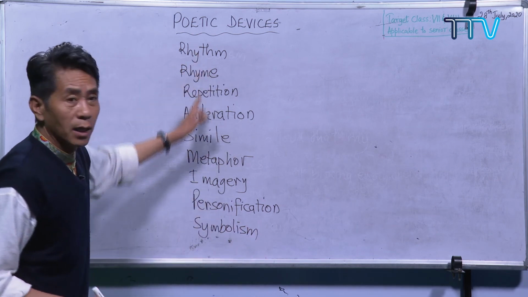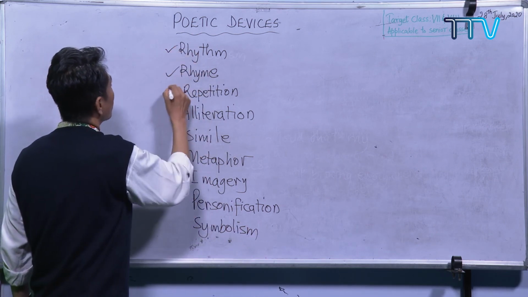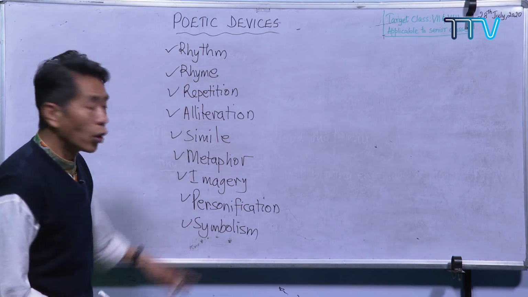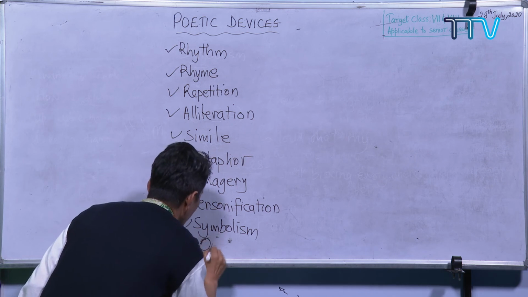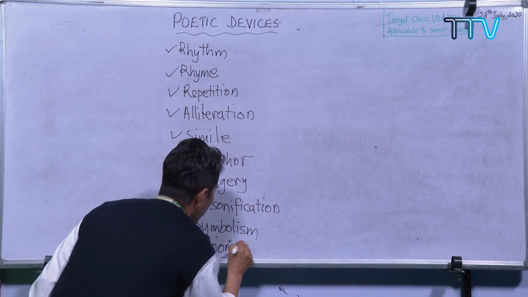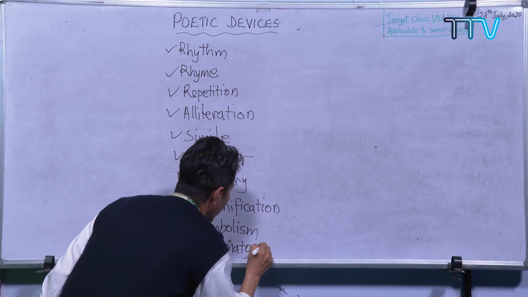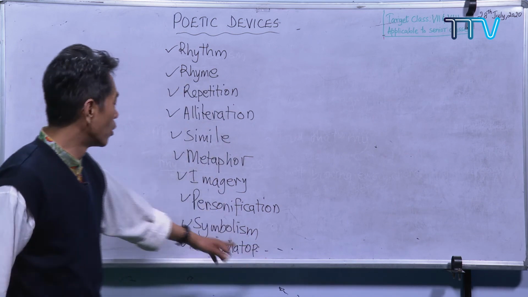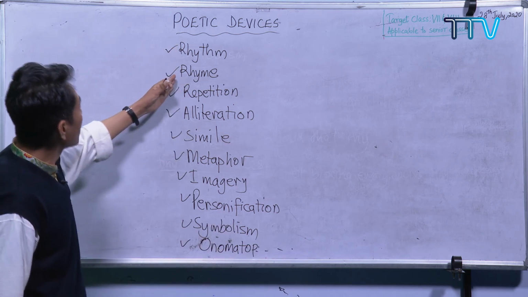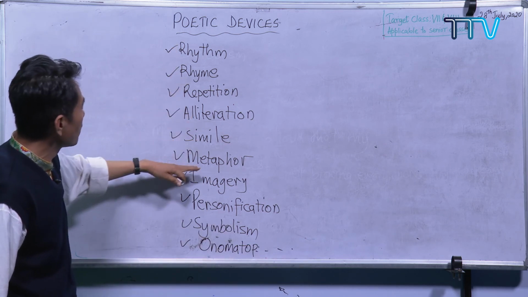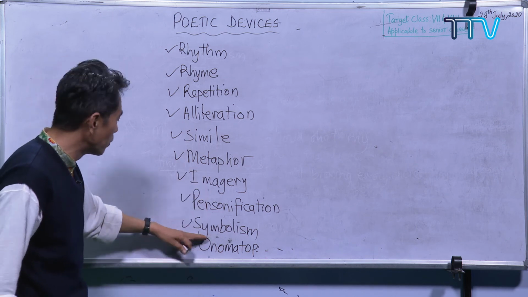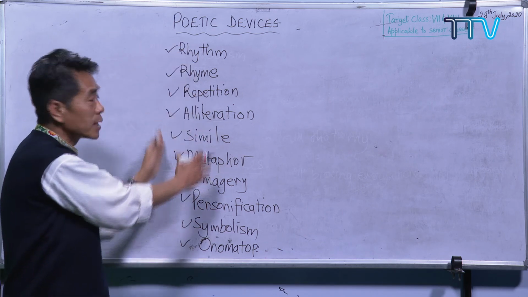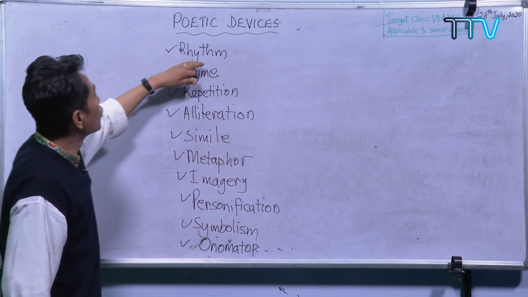Now these are some of the literary devices. So you have learned lots of literary devices. One more, onomatopoeia. I don't remember the spelling. So I'm going to give this to you as your homework: rhythm, rhyme, repetition, alliteration, simile, metaphor, imagery, personification, symbolism, onomatopoeia, and there are many more. For the time being, we just discussed all these things, and you know all these things.